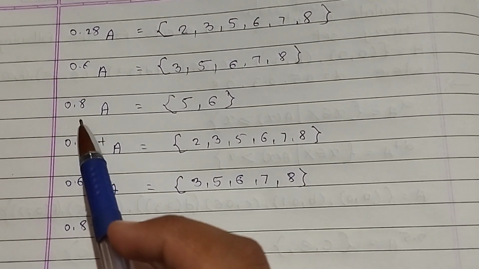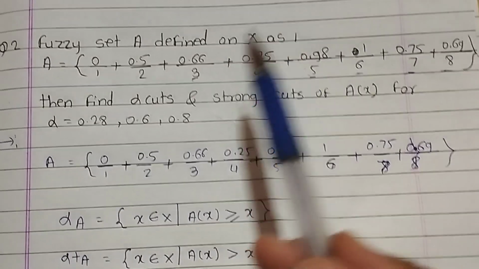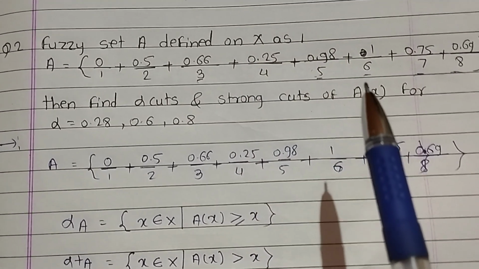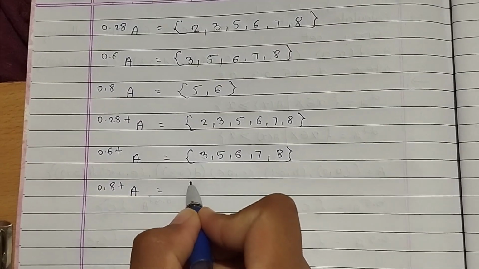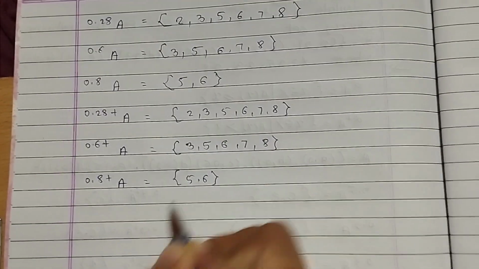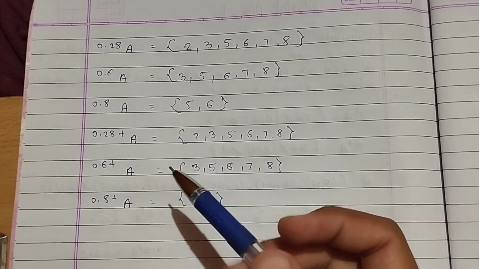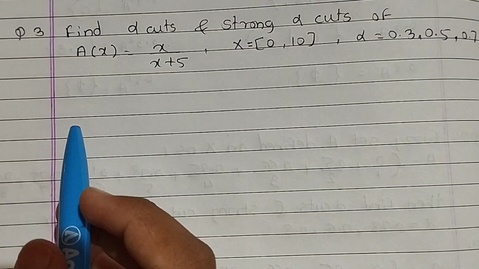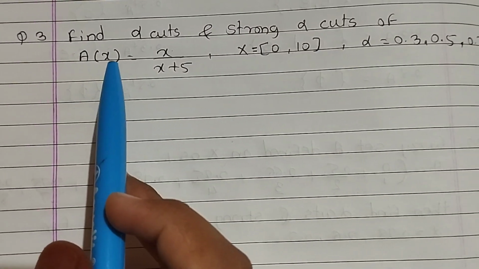Now we check whether 0.8 is present or not. So again 0.8 is also not an image for any value of x. So this is also written as it is, the set 5 and 6. So I hope you get the idea of how to find the alpha cuts and strong alpha cuts. Now one more different question is here.